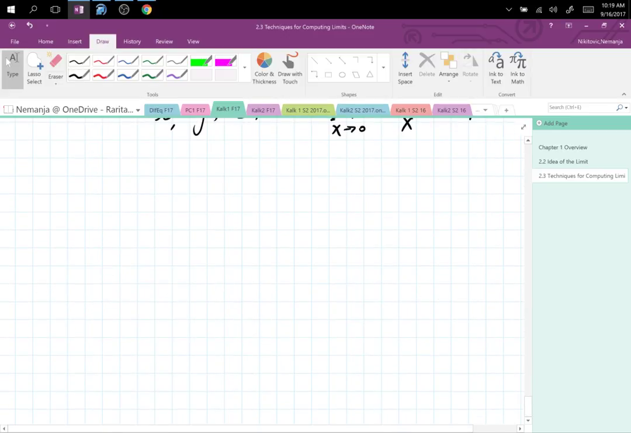Perfect. That's the end of 2.3. Yes? Could you just clarify a little bit more why the limit of 1 equals 1?